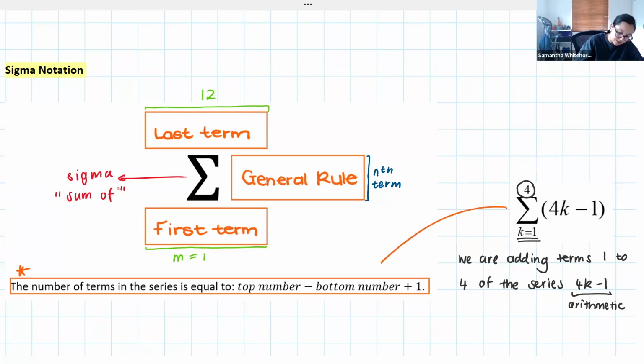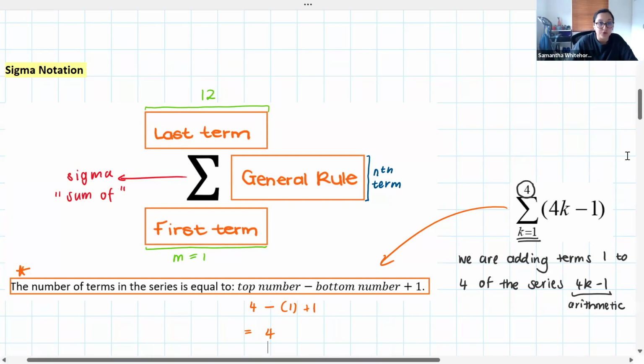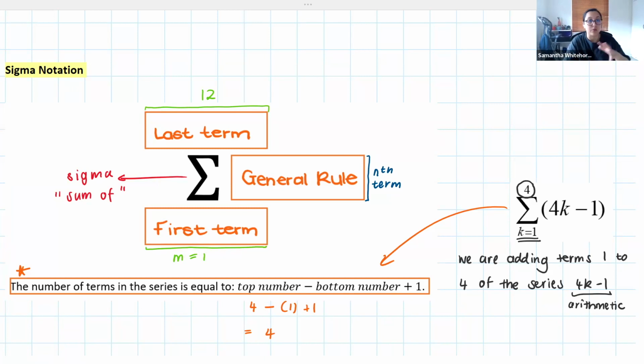So if I have a look at this example here, it would be 4 minus the bottom number, which is 1, and we add 1. So in this case, we're adding 4 terms, and we saw that: term 1, term 2, term 3, term 4. Nice and easy. Nothing too stressful there. Like I said, this little formula is going to be way more useful when we're not adding from the first term, but we're going to have a look at some examples in a few minutes when we get there.